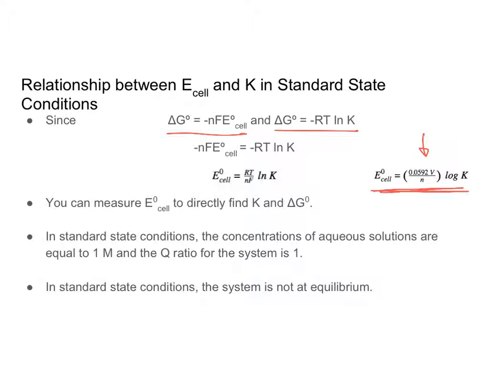So if we can measure the standard cell potential, we can directly find K, the equilibrium constant, or we can find the change in free energy at the standard state. And again, remember the standard state conditions are always 1 molar in terms of solutions, and the Q ratio for the system is equal to 1. Oh, man, we're tying a lot of things together here. So in standard state conditions, the system is not at equilibrium, and it can't be, because that means the reaction is thermodynamically favored.